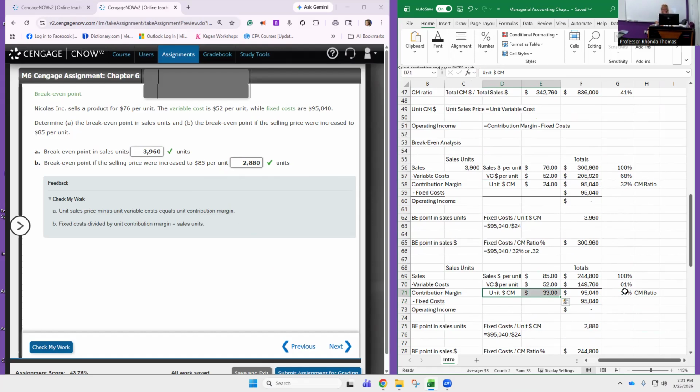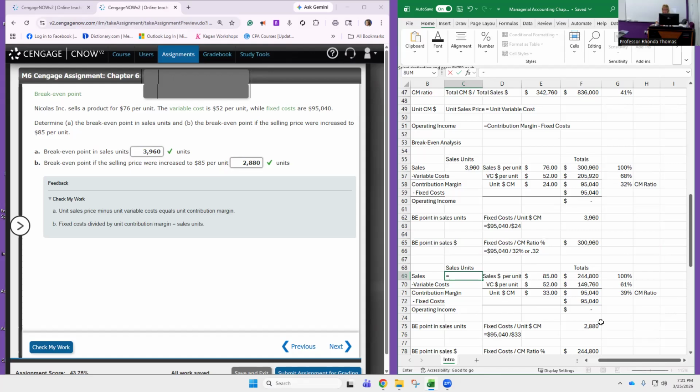So this changed. If you do it side by side, then sometimes you can see the change a lot better. So when we divide this by $33, because that's the contribution, right? Let's do the math. So let's take our fixed divided by our unit contribution margin, and there's 2,880. All right, so I'm going to put that number here.